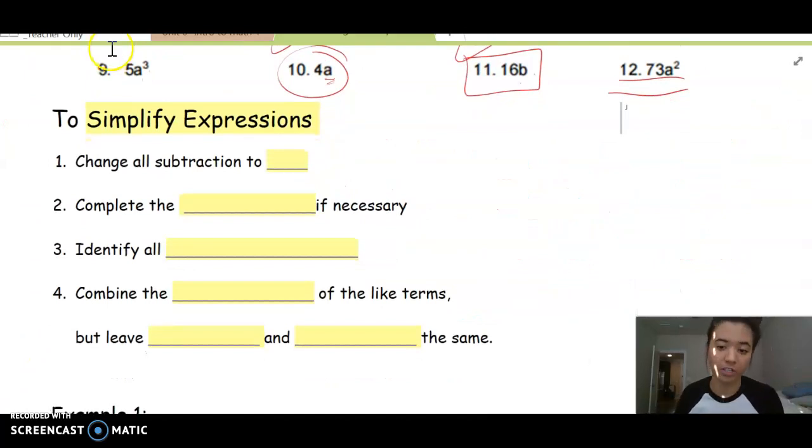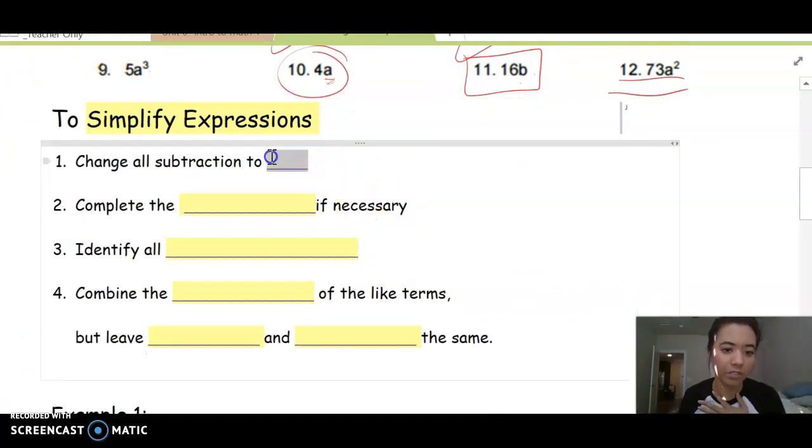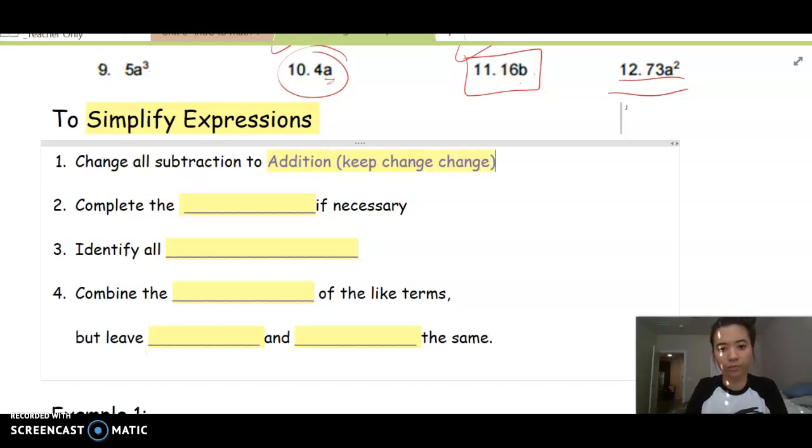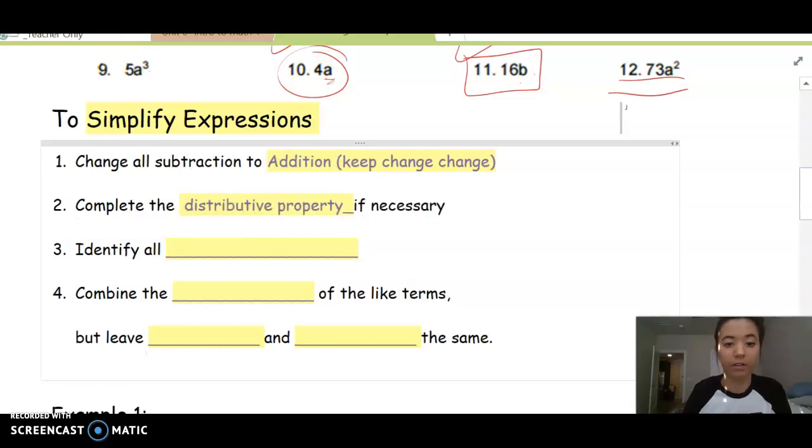Now we know like terms. Now let's talk about the steps to actually simplify. I told you that we have to combine those. We're going to combine like terms to make it one thing, to make it smaller. How do we do that? We first want to make sure we change subtraction to addition. That's by doing keep change. And then we want to complete the distributive property if necessary. We'll talk about that.